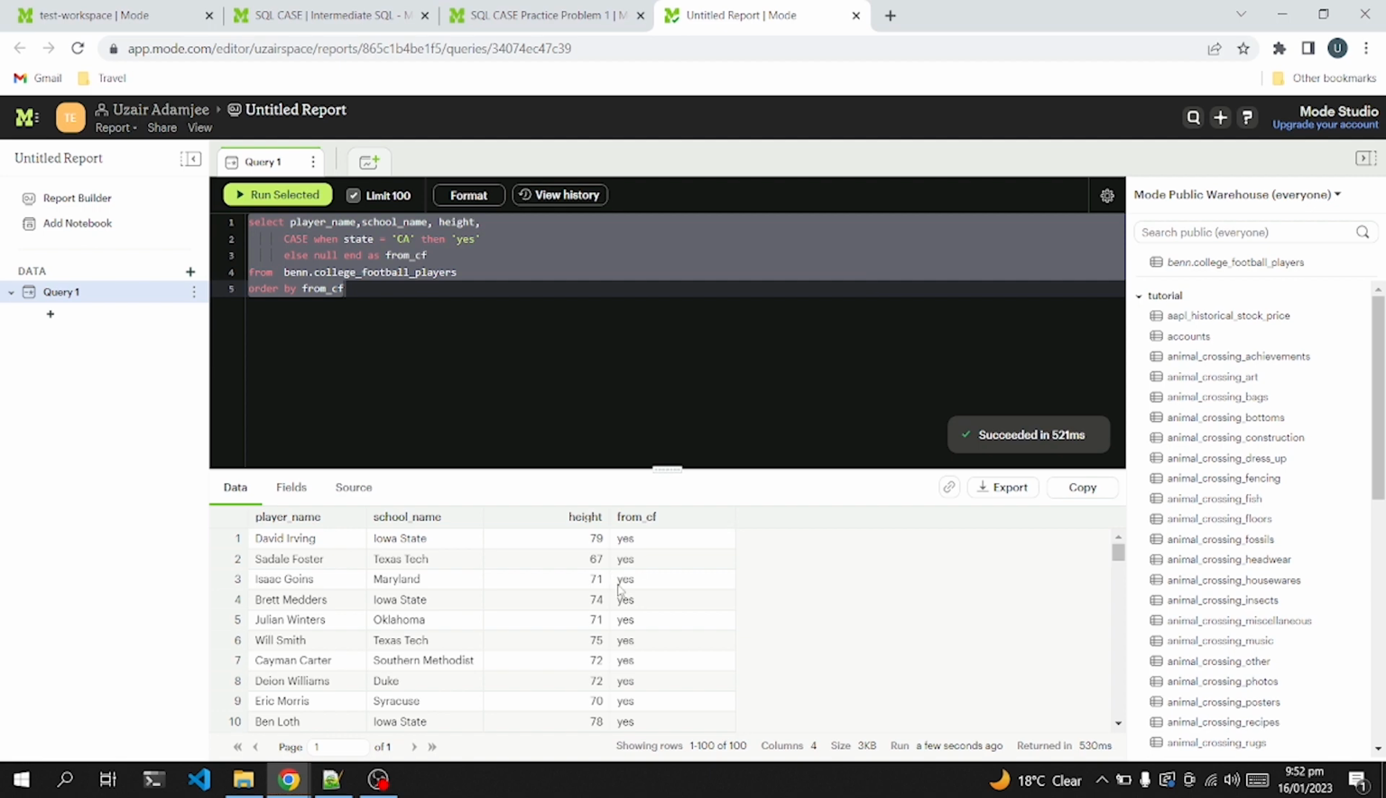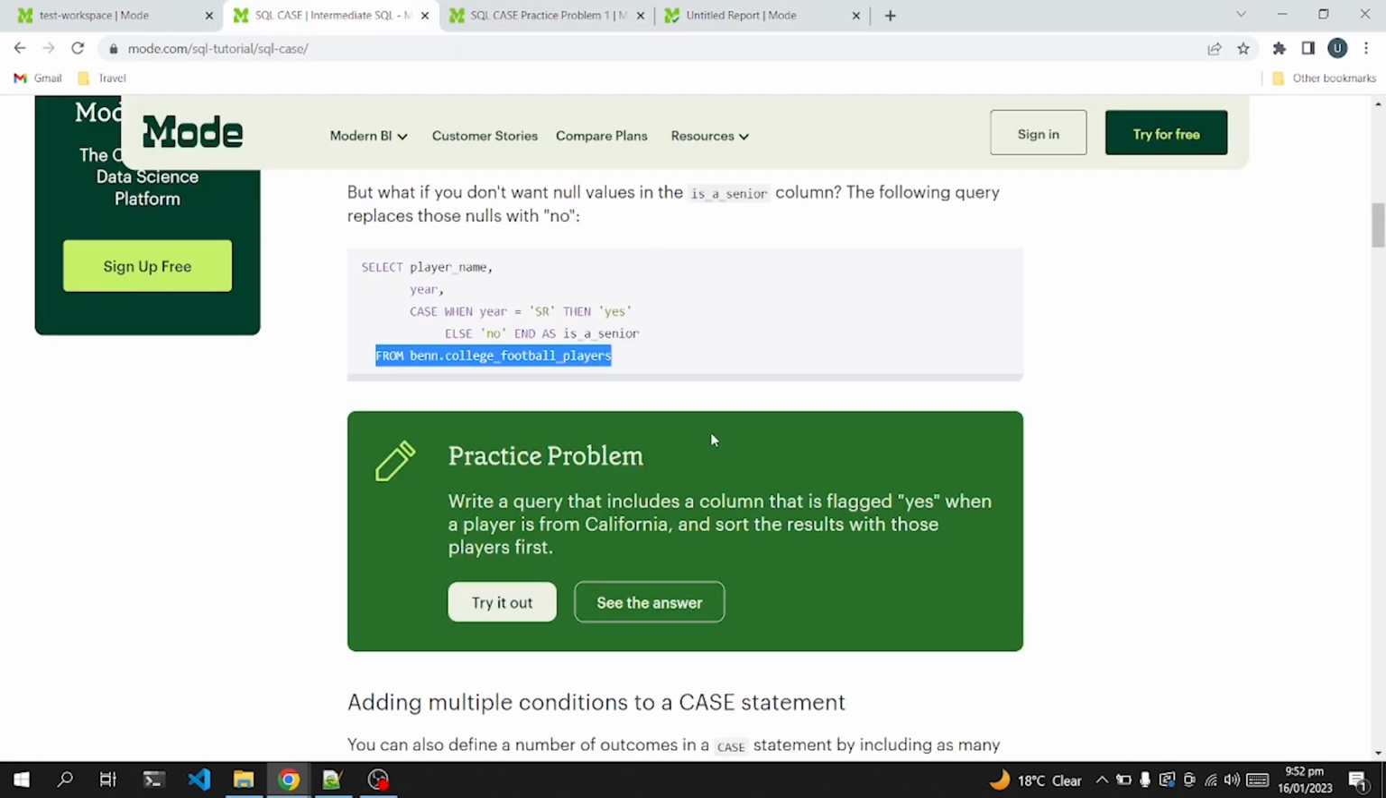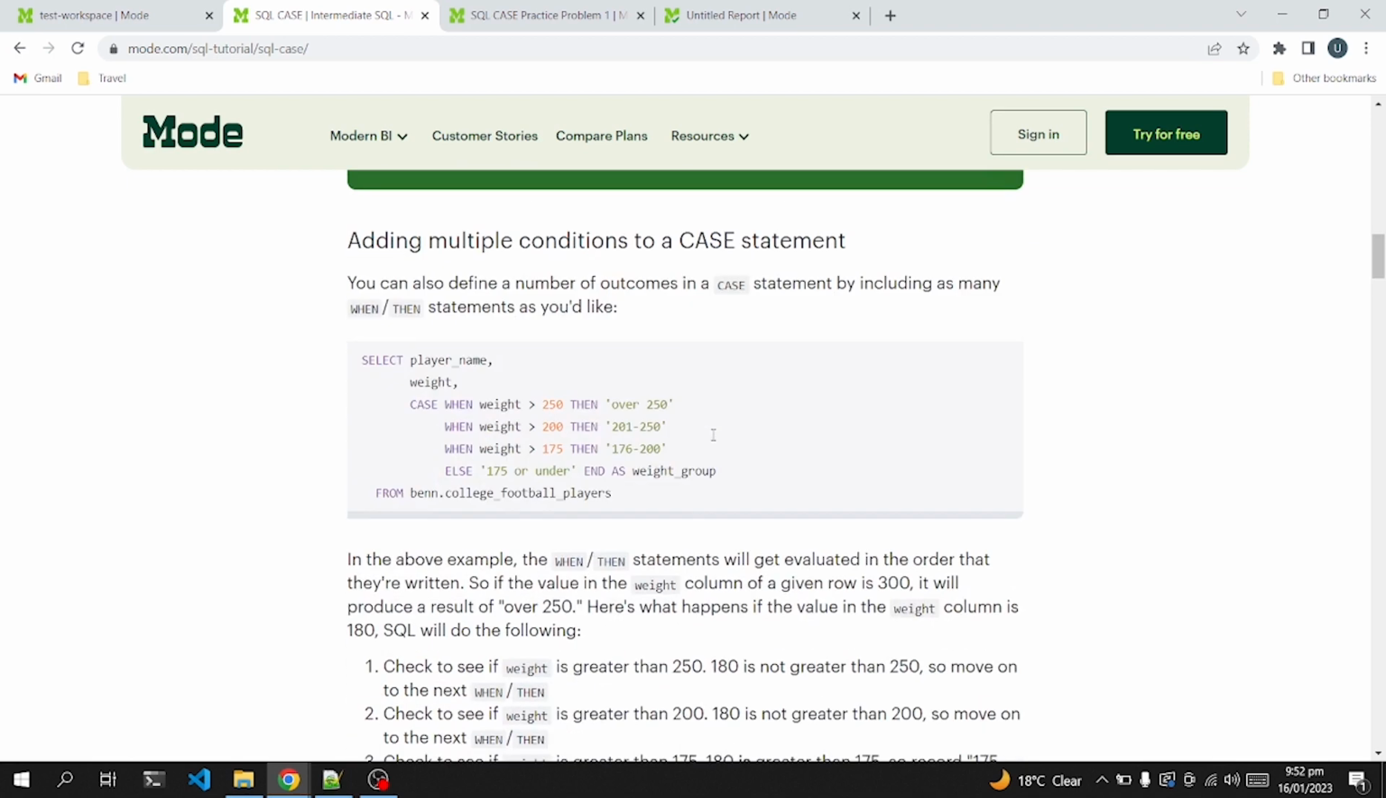So we have some players that belong from California all the way down. So yeah, we have done the correct statement. Now let's jump to the next problem. And in this, I guess we will be using some ranges.